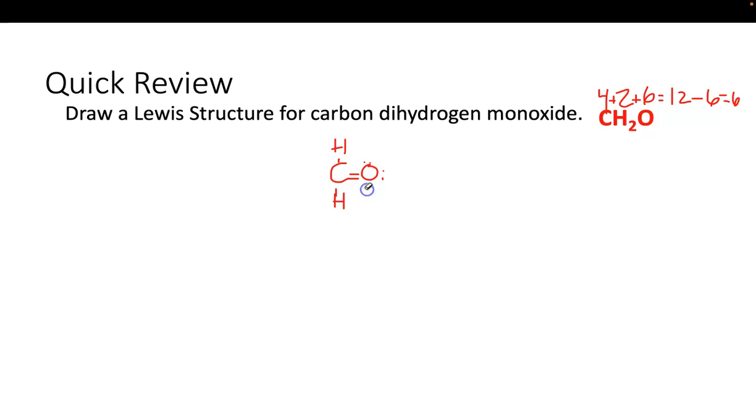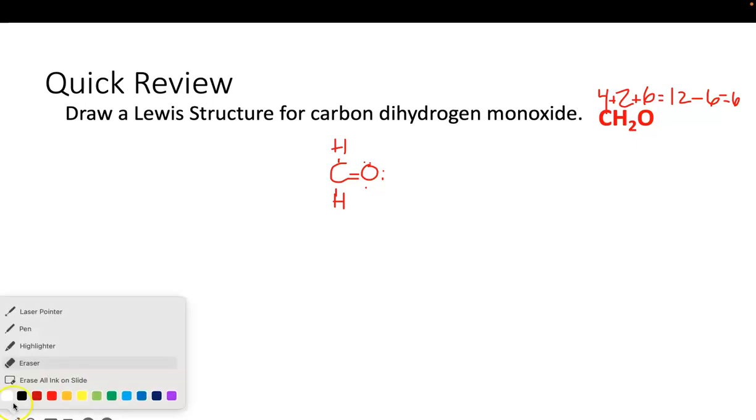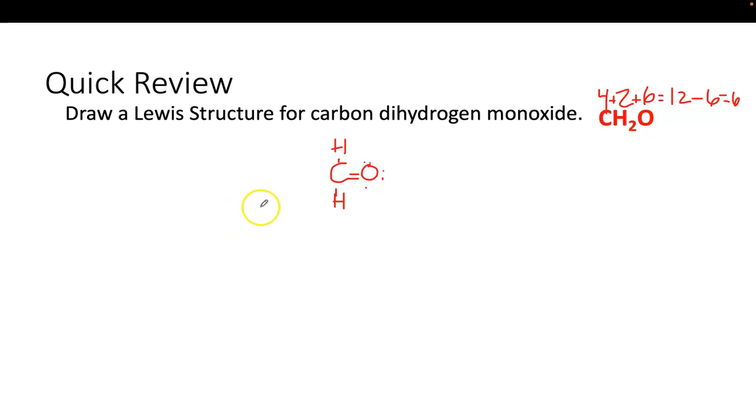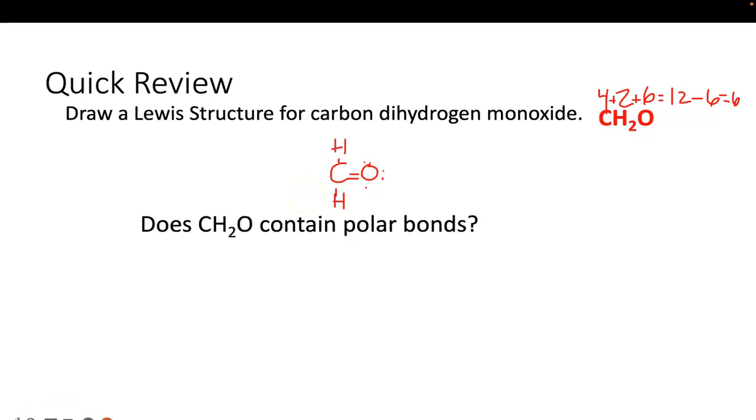And so what shape is this structure? Well, we've got our central atom. We've got 3 things bonded to it, no lone pairs. So it's going to be trigonal planar. And so the next thing we're going to be taking a look at is how are they sharing their electrons? Does it contain polar bonds? Well, the bonds between the carbon and the hydrogen are going to be non-polar.